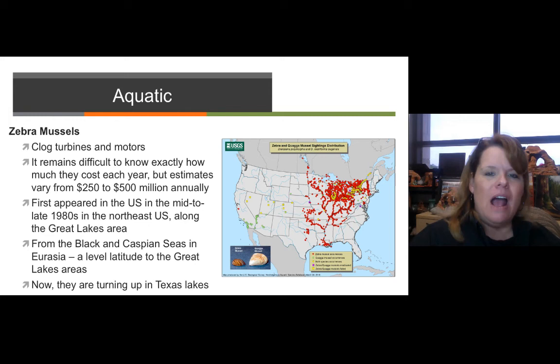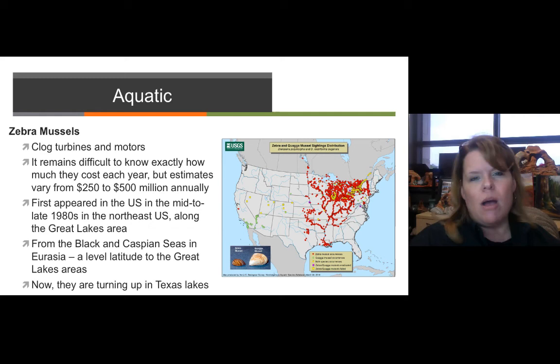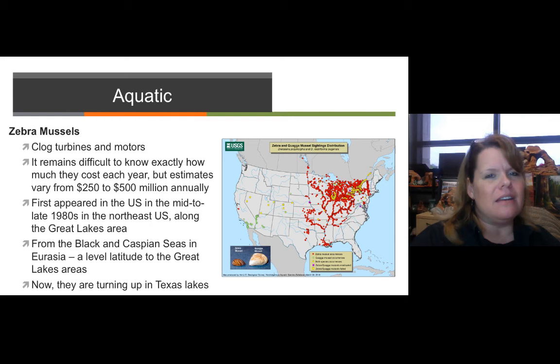Now, unfortunately, they've been turning up in Texas lakes, and that poses a problem, so you'll see lots of signage, and even game wardens will check boats to make sure they've been properly cleaned, because if you don't wash those things off, they can be transported and then fall off and get nice and happy in a new aquatic environment.